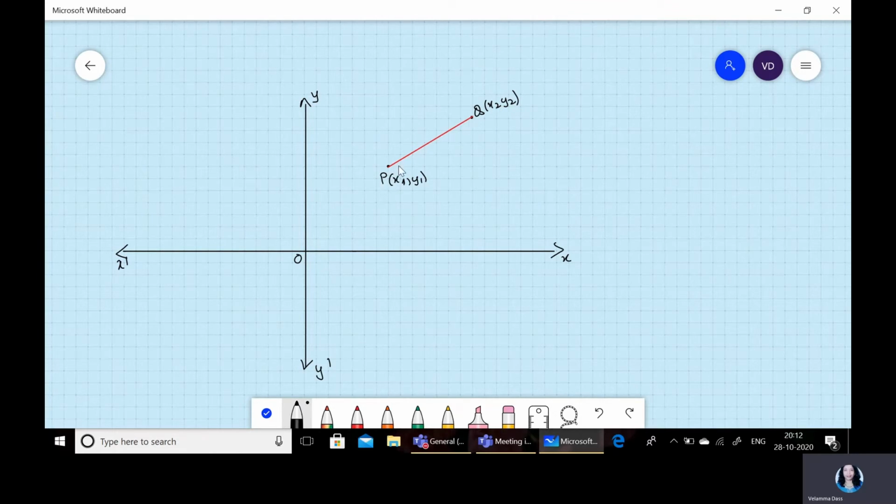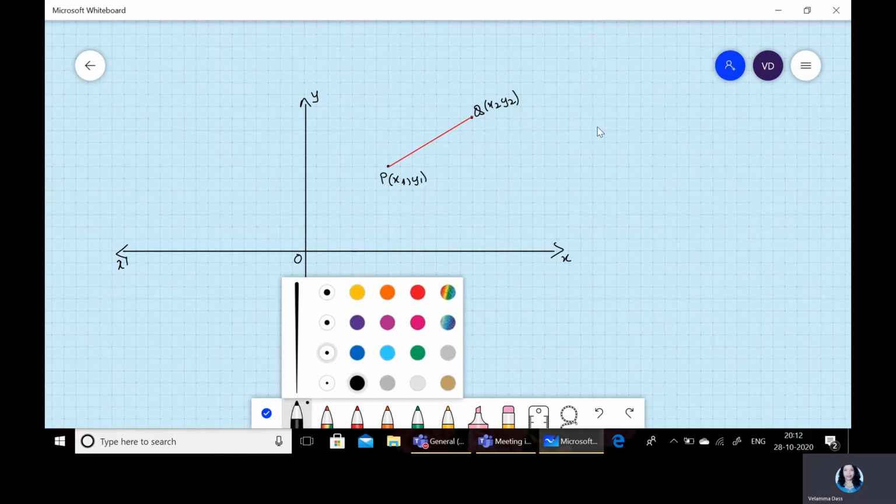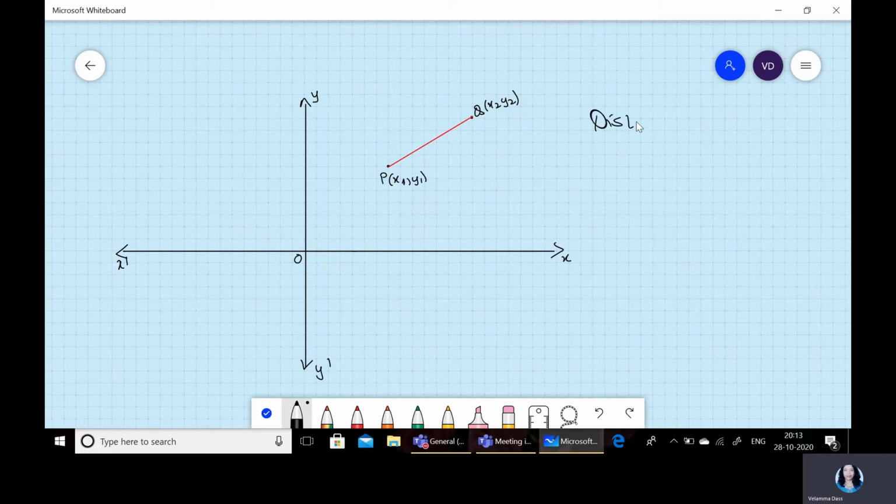P and Q are any 2 points in the Cartesian plane. I have taken them in the first quadrant, so that it's positive and very clear for you. Let P be (x1, y1) and Q be (x2, y2). My aim is to find the distance PQ. What is the distance PQ? For this we require a construction.